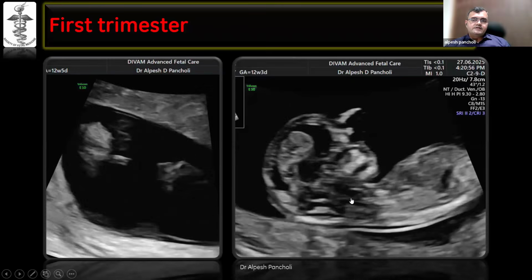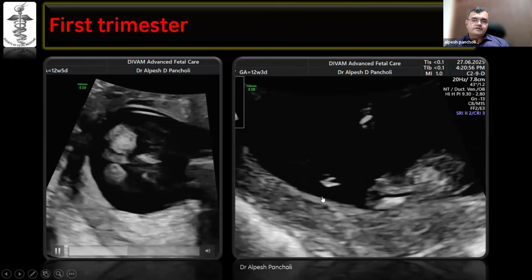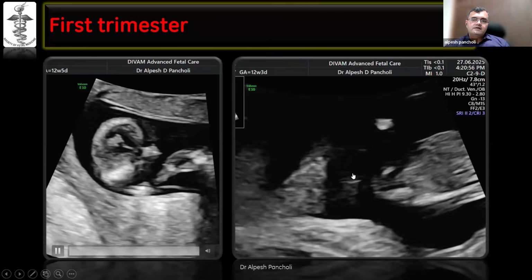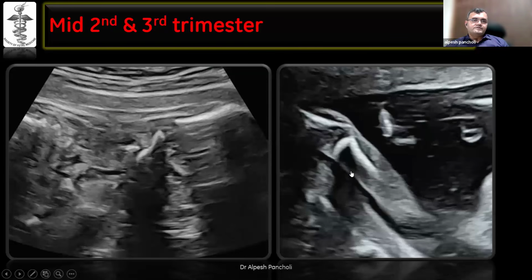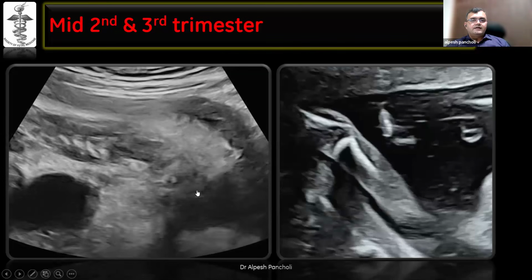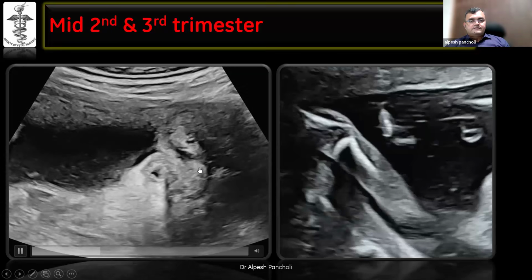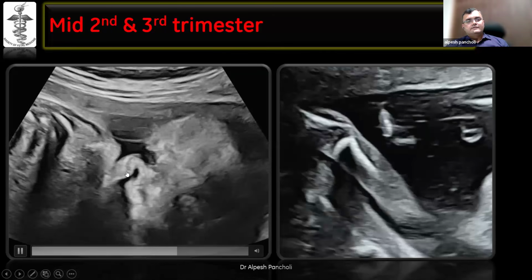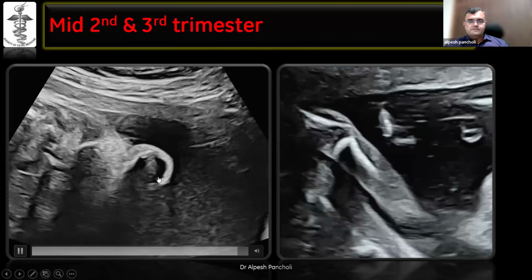These are sagittal sweeps on both sides, side by side, with the dorso-posterior and the dorso-anterior position. Here we can see the pinna on either side, and we can see the size, but the anatomy is not very clear in the first trimester. In the mid second trimester and third trimester, we can see the anatomy very well. This is the dorso-posterior position with the sagittal sweep on either side. We can see both ears, and we can look at the normal morphology as well as the size.